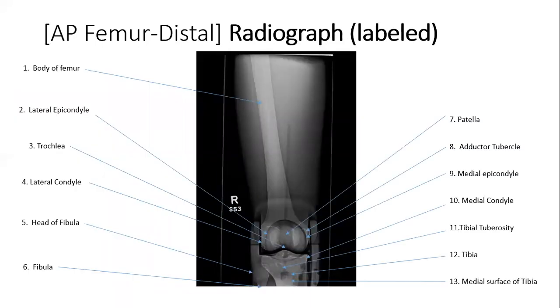Here we can see what the radiograph should look like, including all major parts of the anatomy that we need. That is everything that we have on how to position our patient for a distal AP femur.